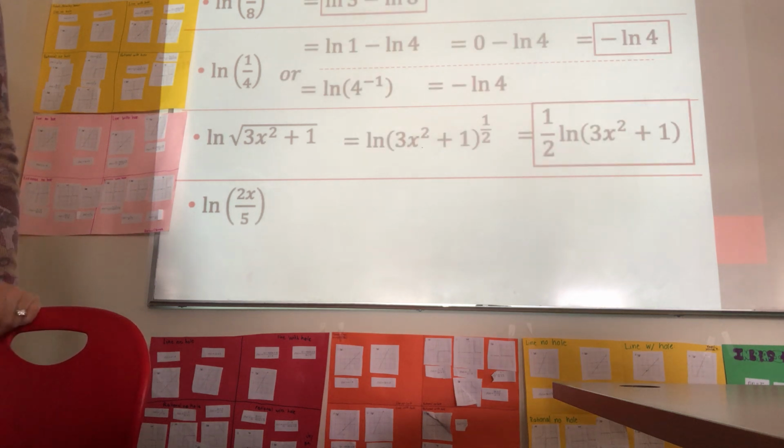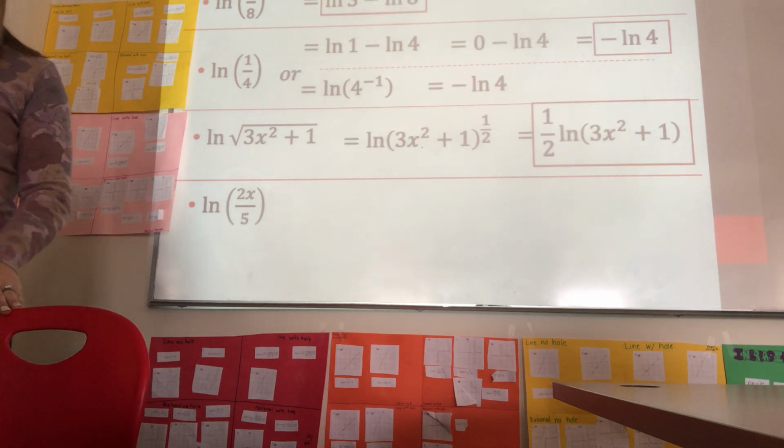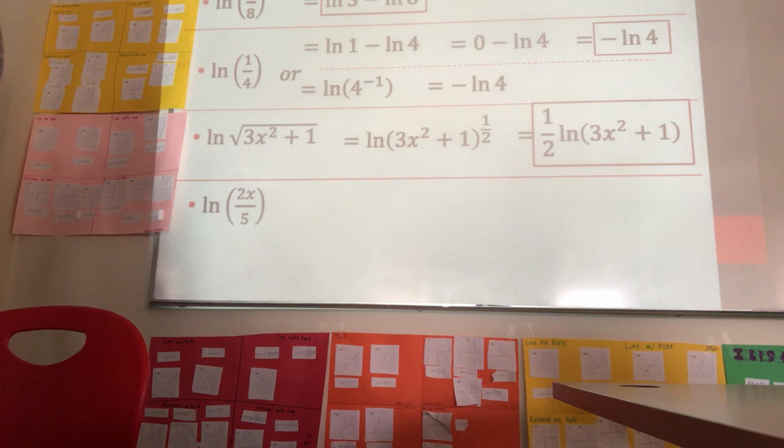Yeah. Okay. So the next one has a couple steps. So it's log of a quotient. So please rewrite this as the difference of two logs. Log of a quotient is the difference of two logs.